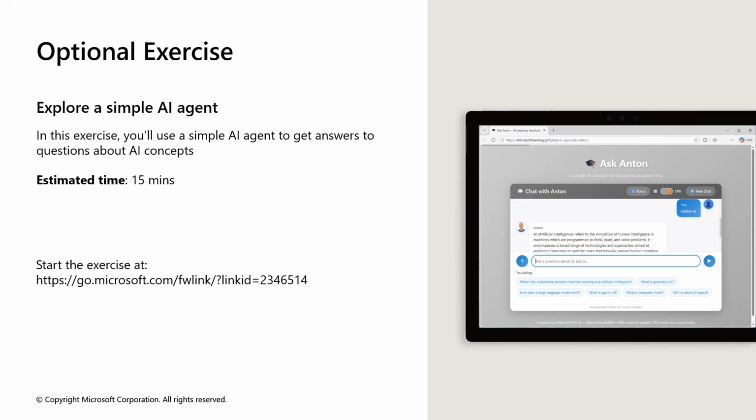Now let's do a quick exercise where we will use a simple AI agent to get answers to questions about AI concepts. You can also practice this exercise by accessing the link that you can see on the screen or by visiting the AI-901 learning path through the Microsoft Learn platform. Let's go!